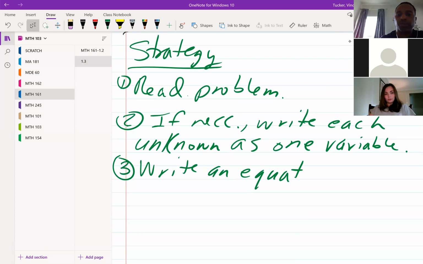First one, we're going to read the problem, of course. Make sure you read it, get an understanding. You can read as many times as you like. No one knows how many times it took for you to read it. So make sure you get a full understanding of what the problem is and what they're asking of you.